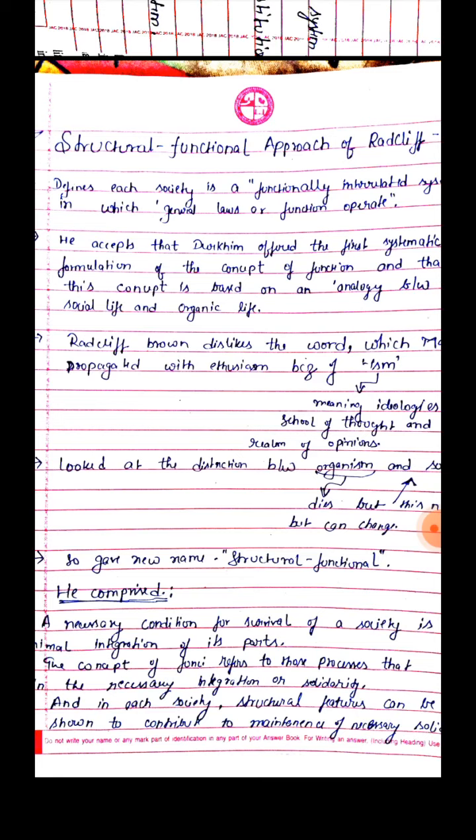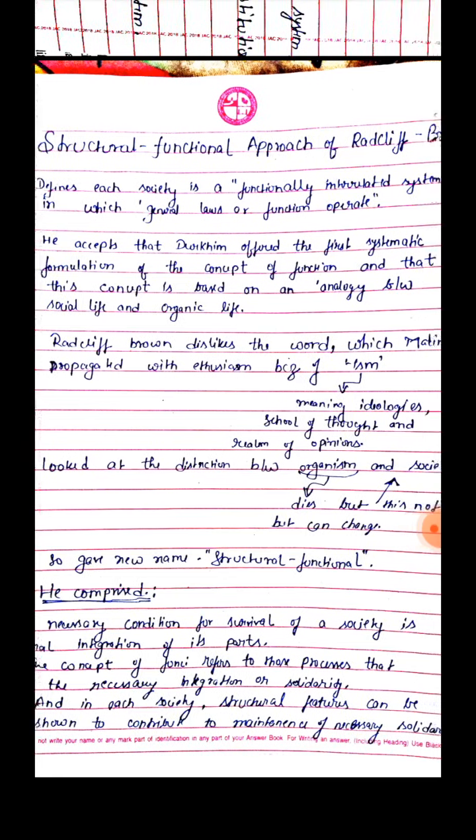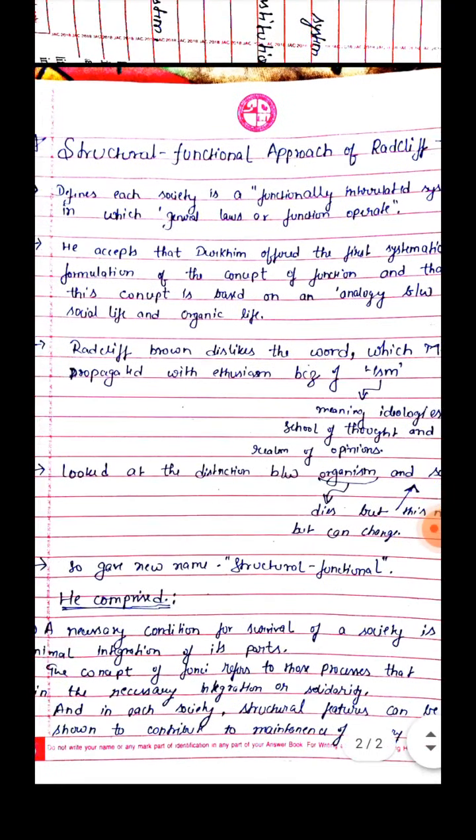The second is that he expects that Durkheim offered the first systematic formulation of the concept of function, and that this concept is based on an analogy between social life and organic life. Radcliffe Brown thought that the definition given by Durkheim is based on the analogy between social life and organic life. And the third is that Radcliffe Brown disliked the word given by Malinowski.